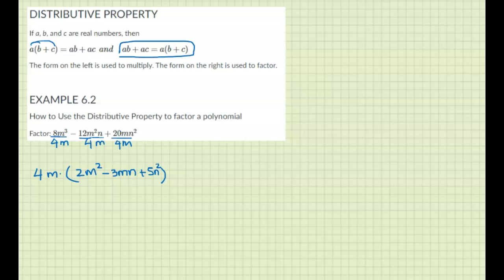Right? You can check by multiplying. Make sure to do that, even if it's in your head. Right? So if I multiply, I distribute, and I have 8m to the 3 minus 12m squared n plus 20m n squared. Check term by term to see if you got the same thing. And you go, yep, it checks out.